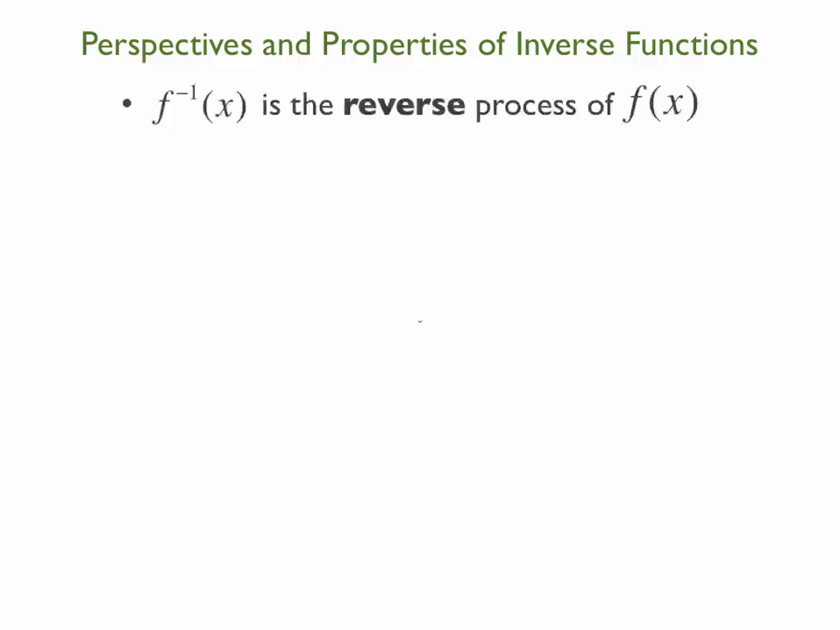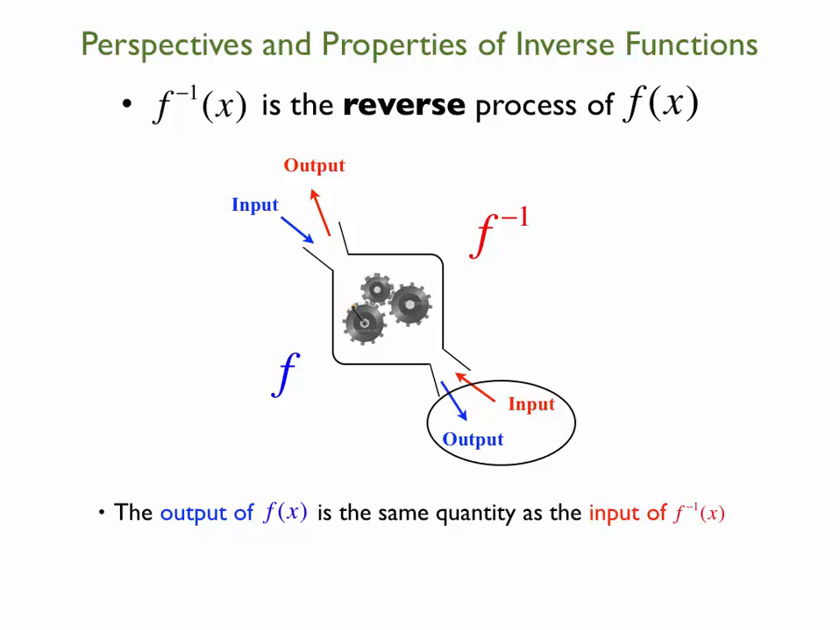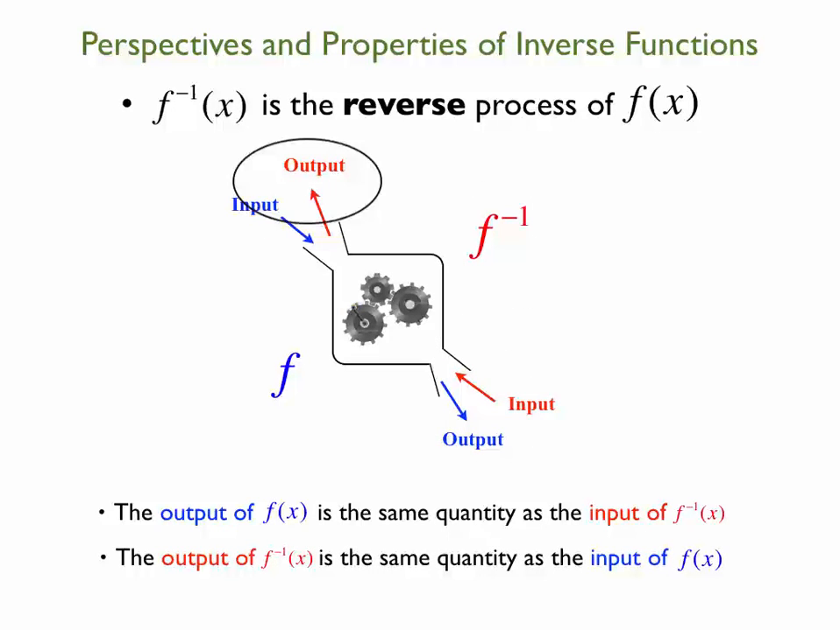Okay, so let's talk about some perspectives. We talked about this. One perspective is that the inverse is the reverse process of f. You got input of f and output, and you got the machine f that cranks the output from the input. So the output of f is the input of f inverse, and the output of f inverse is the same quantity as the input of f. Why? Because it's like turning the machine backwards. That inverse function is like reversing the process.